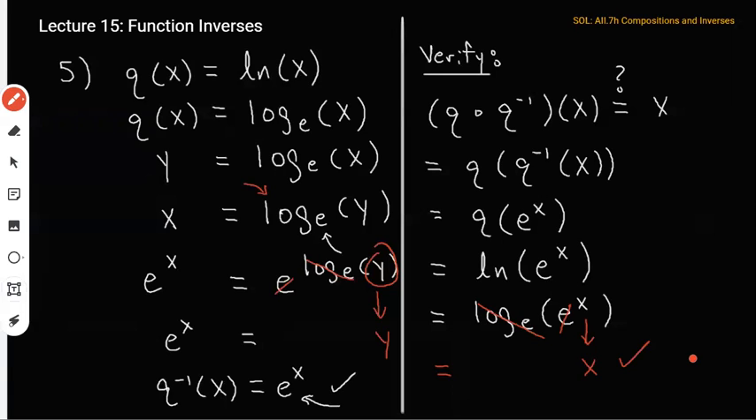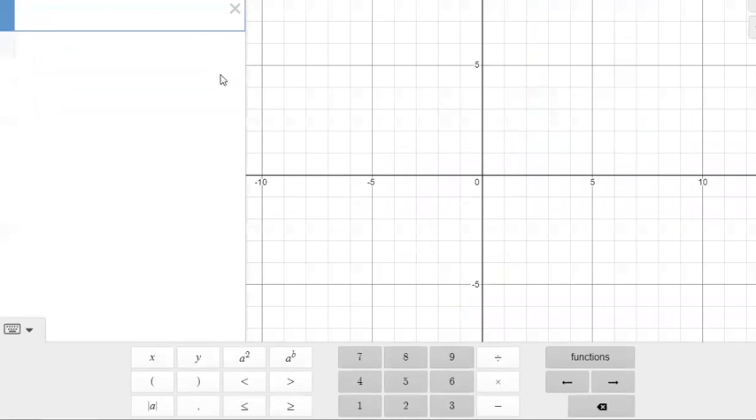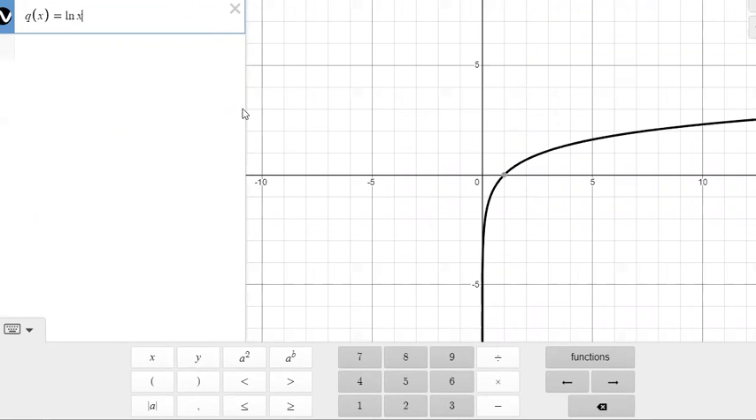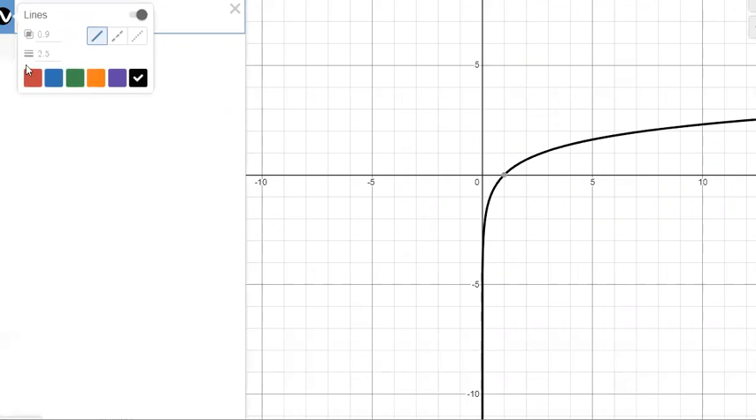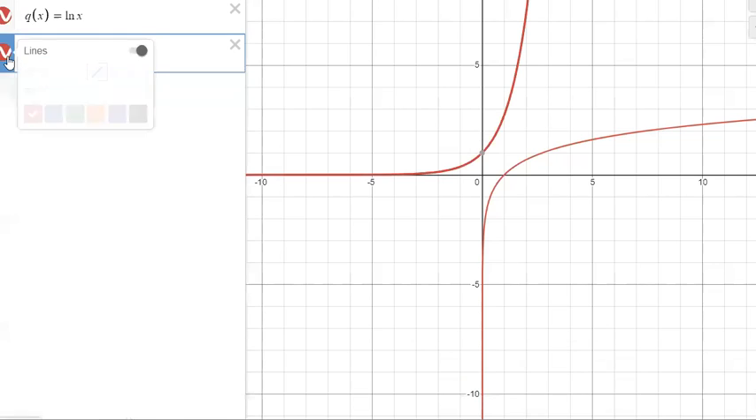So let's take a look at what these two functions look like when you graph them. I'm going to go to Desmos, and I'm going to show you what that's going to look like. Okay, so let me get rid of all this stuff. We're going to let q of x be the natural log of x. We get that function right there. I'm going to change it to red. We're also going to have another function, which is going to be the inverse. I'm just going to call it f of x, and it's going to be equal to e to the x power. That's the inverse that we found. And I'm going to change this to be a blue function.